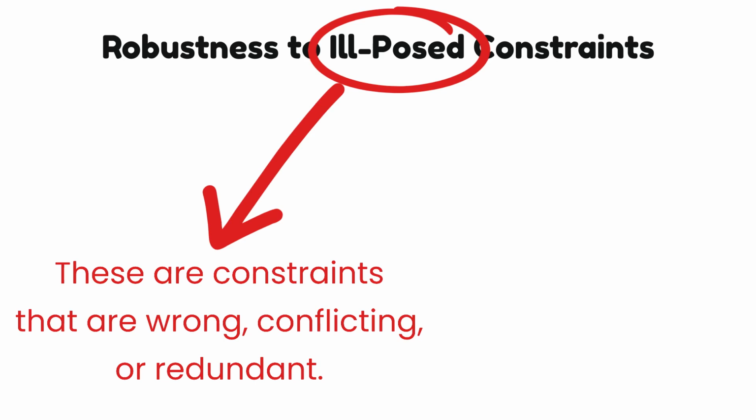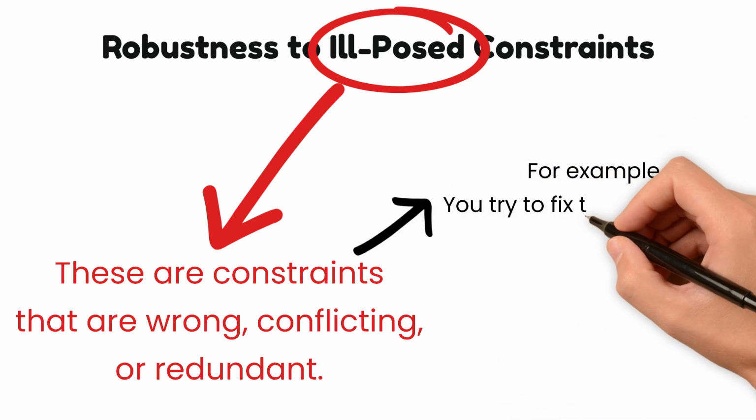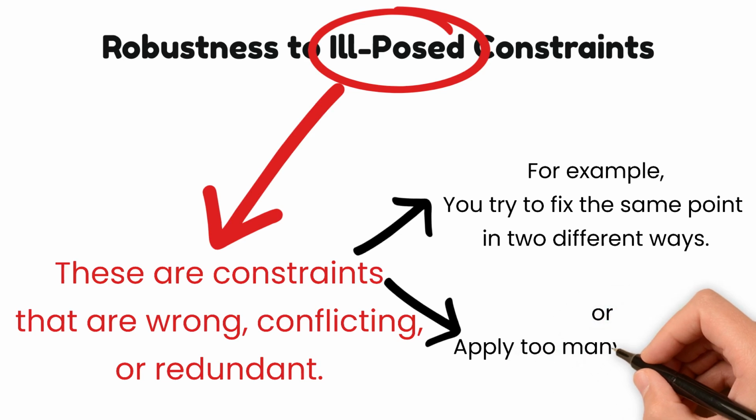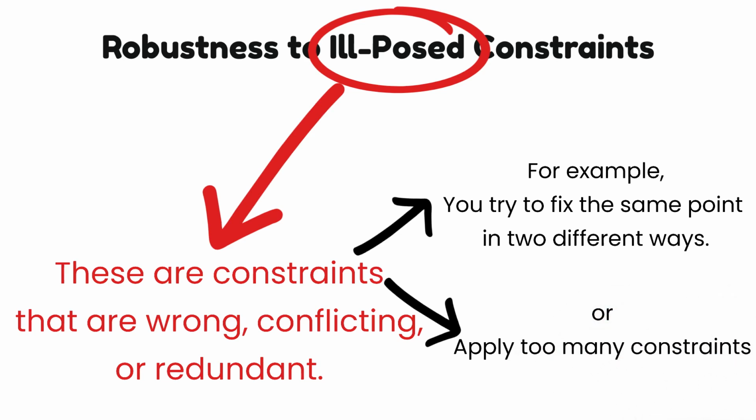Before going forward, let's first see what ill-posed constraints really are. So these are basically constraints that are wrong, conflicting, or redundant. For example, let's say you're trying to fix the same point in two different ways or applying more constraints than needed. These issues can break your simulation, so the method you choose must handle them carefully.